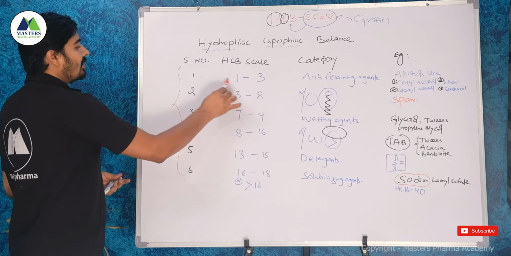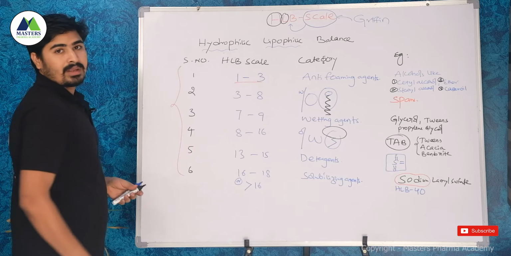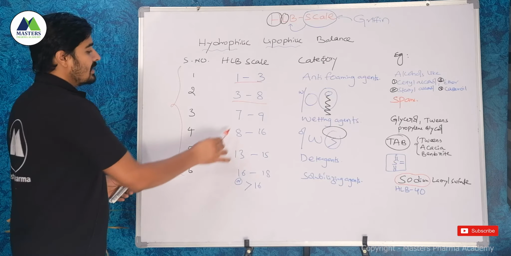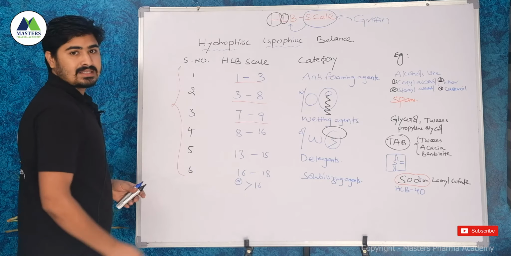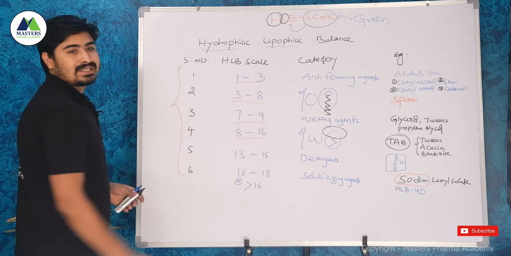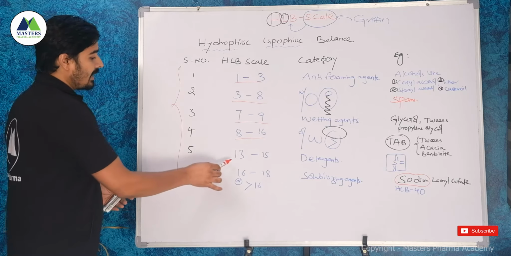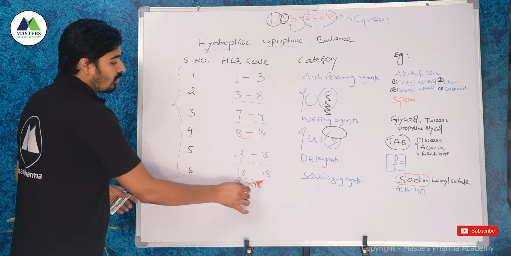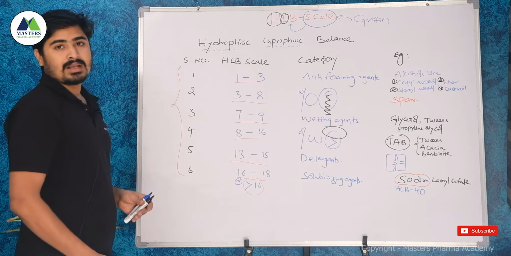Category 1, 1 to 3, antifoaming agents. Category 2, 3 to 8, W by O emulsifying agents. Category 3, 7 to 9, wetting agents. Category 4, 8 to 16, O by W emulsifying agents. Category 5, 13 to 15, detergents. Category 6, 16 to 18 or more than 16, this belongs to the solubilizing agents.